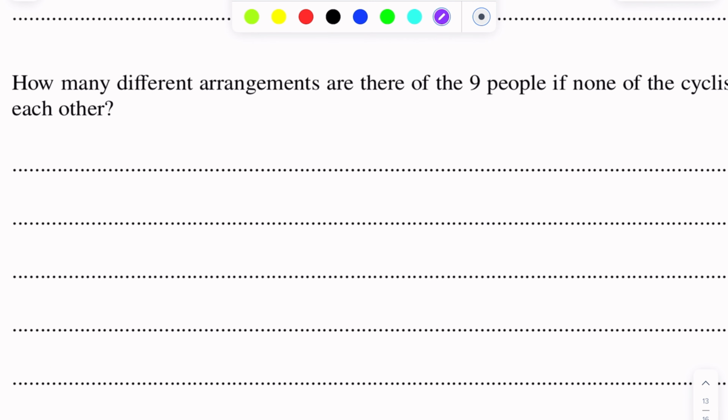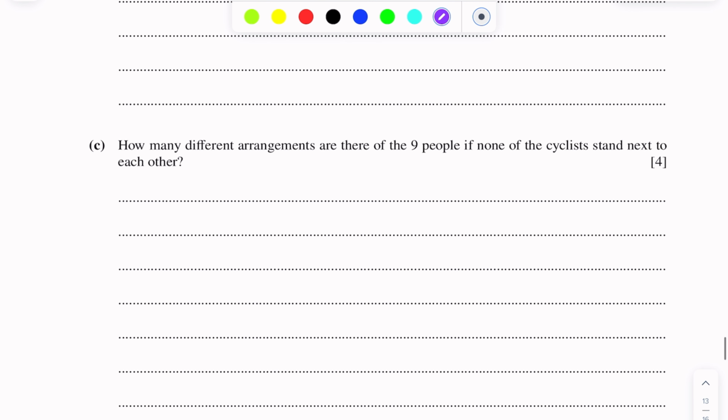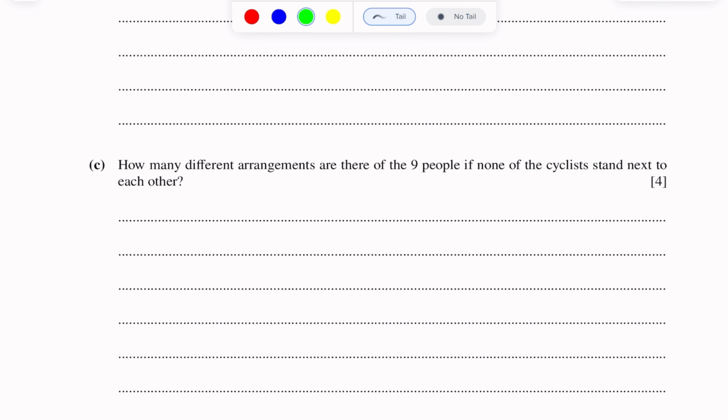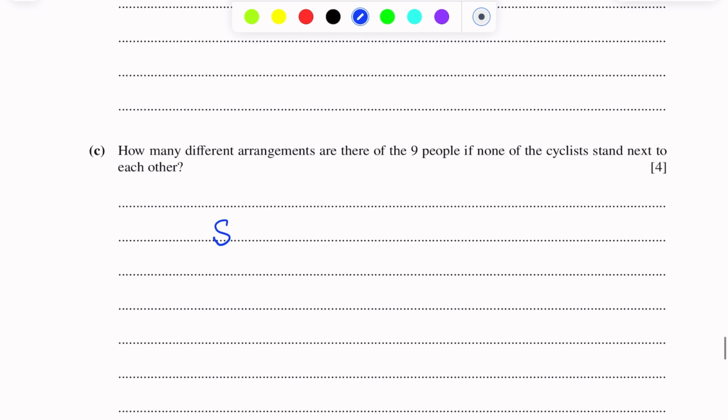First, we are arranging these without cyclists. Cyclists will be adjusted later. First, we arrange swimmers. There are two swimmers, S1, S2, and runners, four runners, R1, R2, R3, R4.